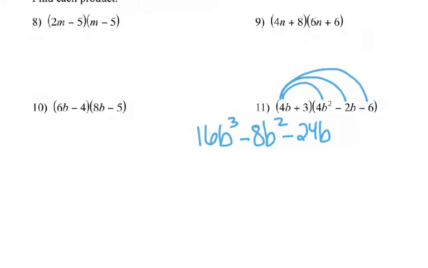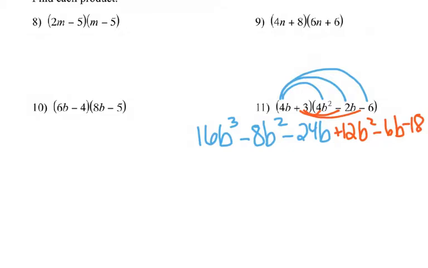Then I'm going to take the 3 and multiply it by everything. So plus 12b squared minus 6b and minus 18. So you just have to make sure everything gets distributed. It's called the distributive property because every part of that has to be distributed out. Now look for like terms.